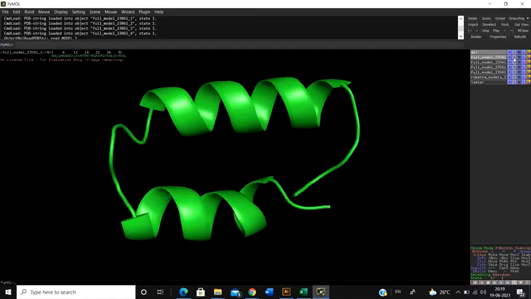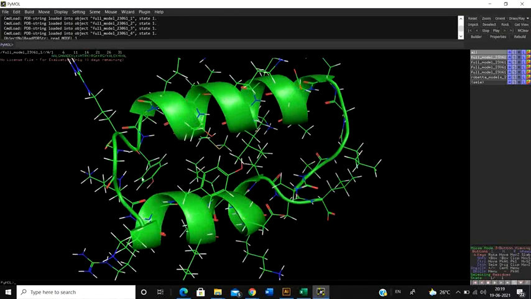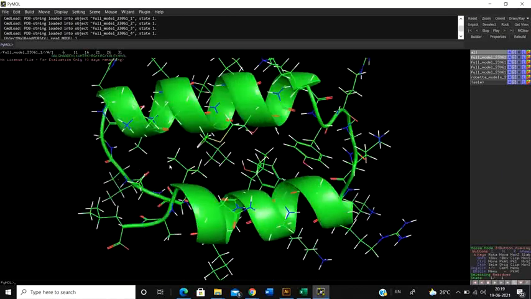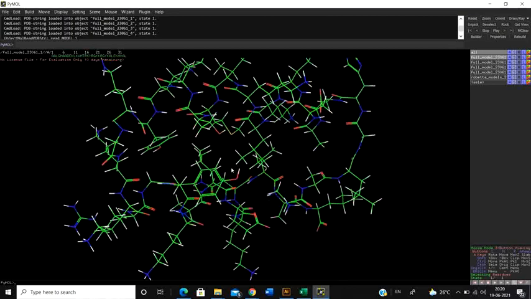How to show it? Click on S and click on lines. If you click on lines, everything will be visualized in lines. Okay, and then you can actually visualize not only the backbone but also the side chain and everything.